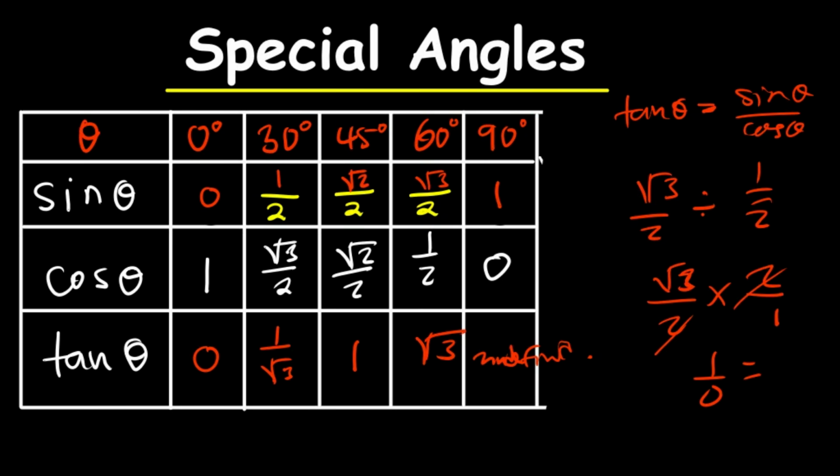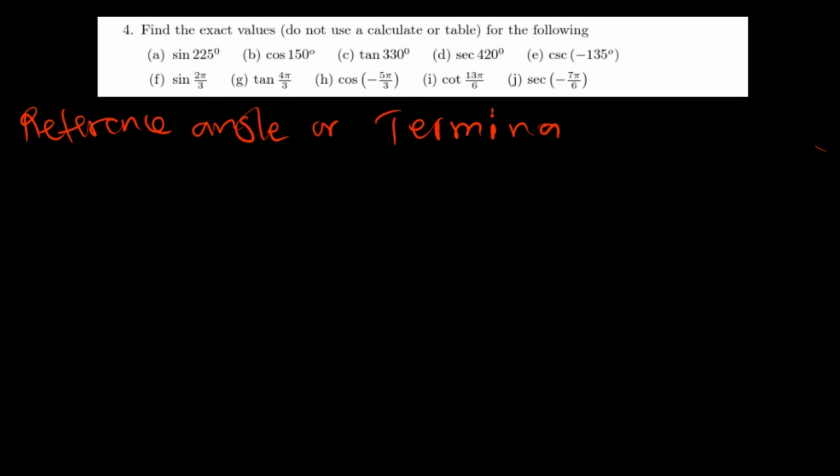So this is the table that is going to help us know these special angles: what sine 30 is, what sine 45 is, all the things. Now the first thing that we're supposed to know is we need to understand what we call a reference angle, or a terminal angle. So what is a reference angle?